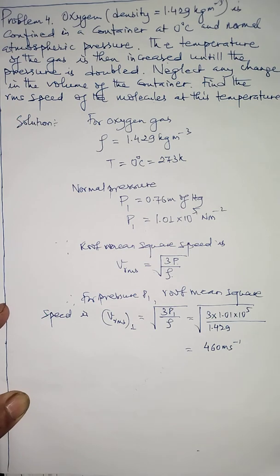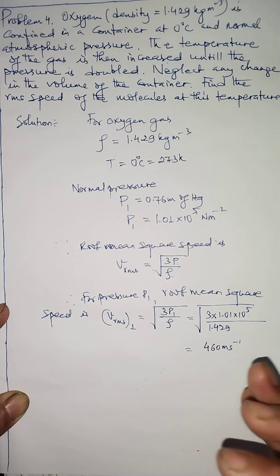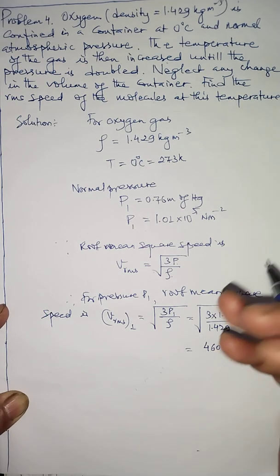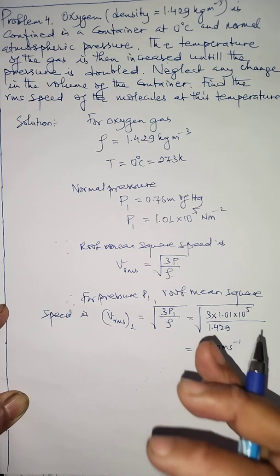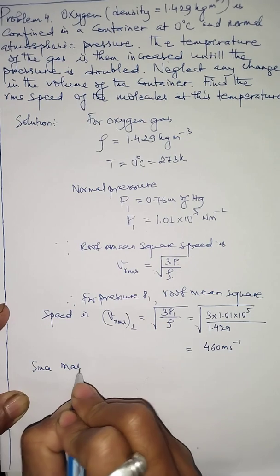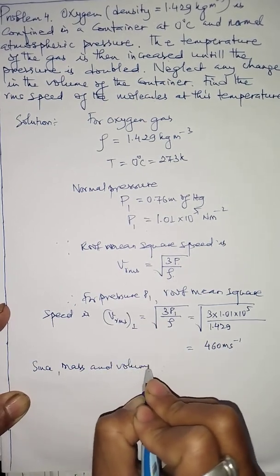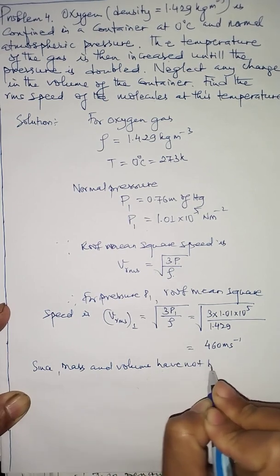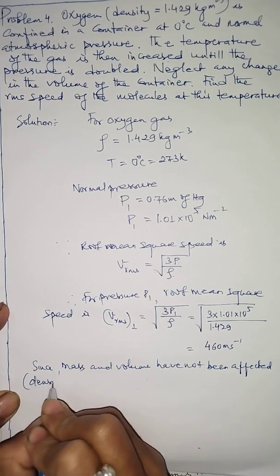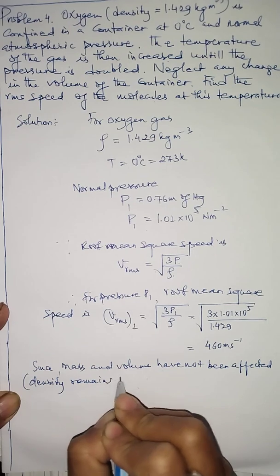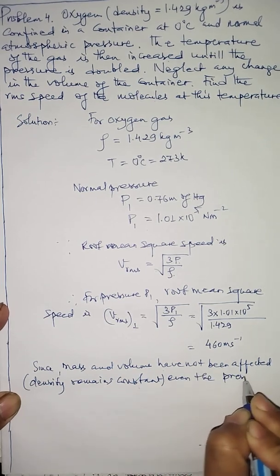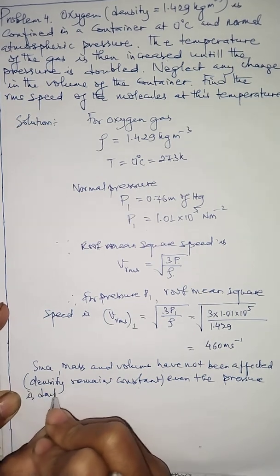So now, when the pressure is doubled, your mass and the volume of the gas will not be affected. When the mass and volume will not change, it means the density also does not change. That means in this question, although the temperature is increasing to make the pressure doubled, the density, meaning the mass and volume of the gas, is not changing. So let me just write down, since mass and volume have not been affected, the density remains constant. Even the pressure is doubled.